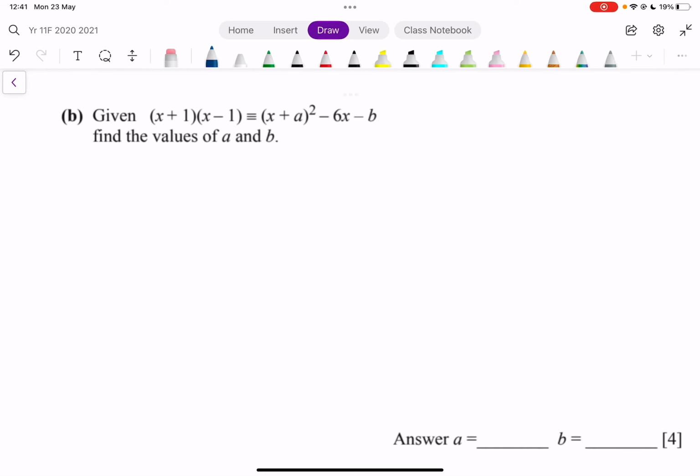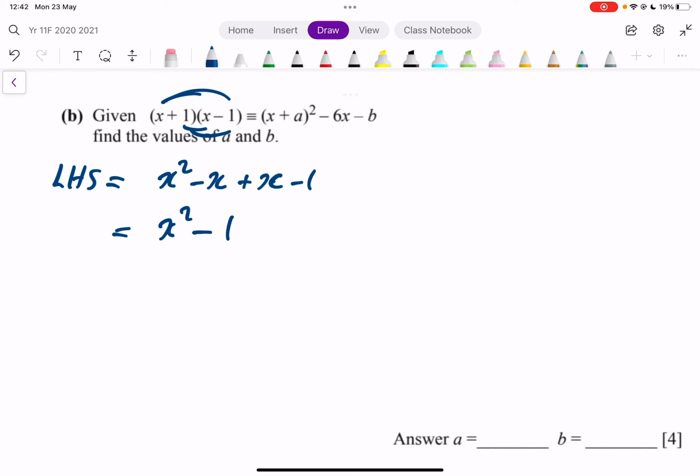Okay, so the best way to do this is to multiply out your left hand side and see what it's equal to. If you multiply the left hand side, you're going to have x² - 1 by the difference of two squares. If you don't see that, you'd have to do it the long way. The long way is just multiplying it out. x times x is x², x times -1 is -x, 1 times x is +x, 1 times -1 is -1. But no matter what way you do it, it will end up being x² - 1. So hopefully you see the difference of two squares. If you don't, do it the long way.